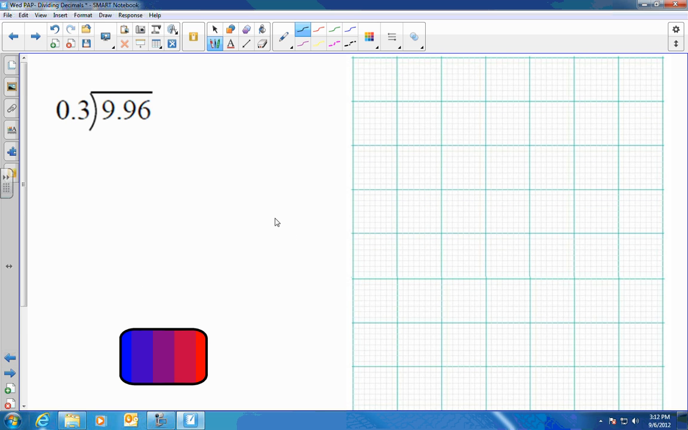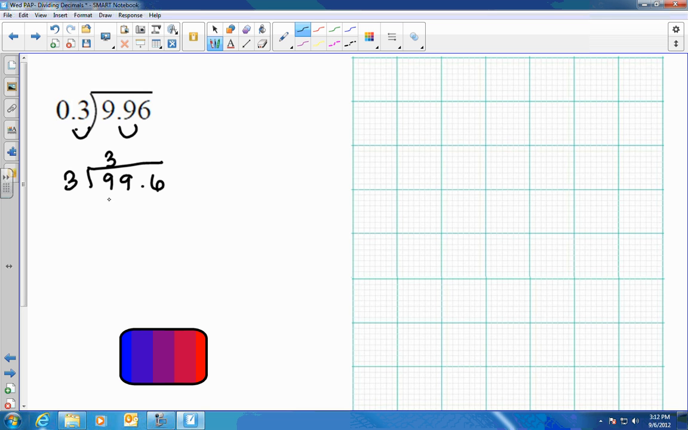This one actually only has 1 decimal spot. So I'm going to move it once and once. So I'm going to rewrite my problem. That's now a 3. And this is going to be 9.6. So how many times does 3 go into 9?